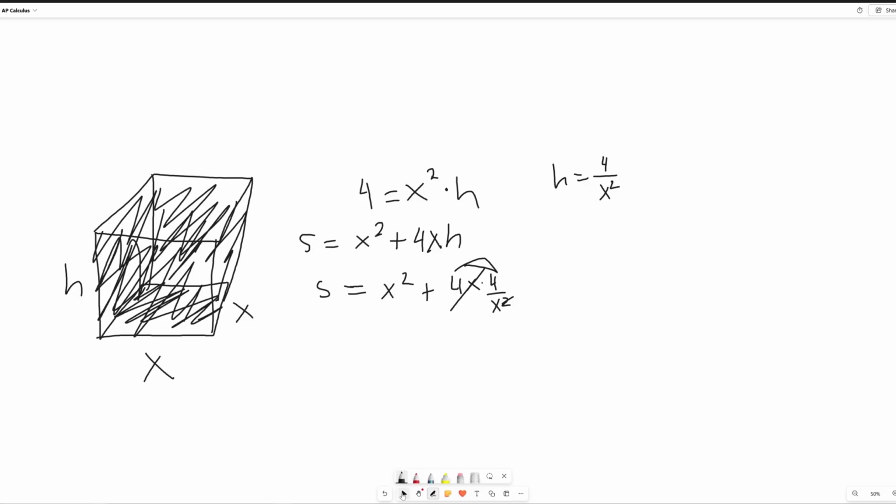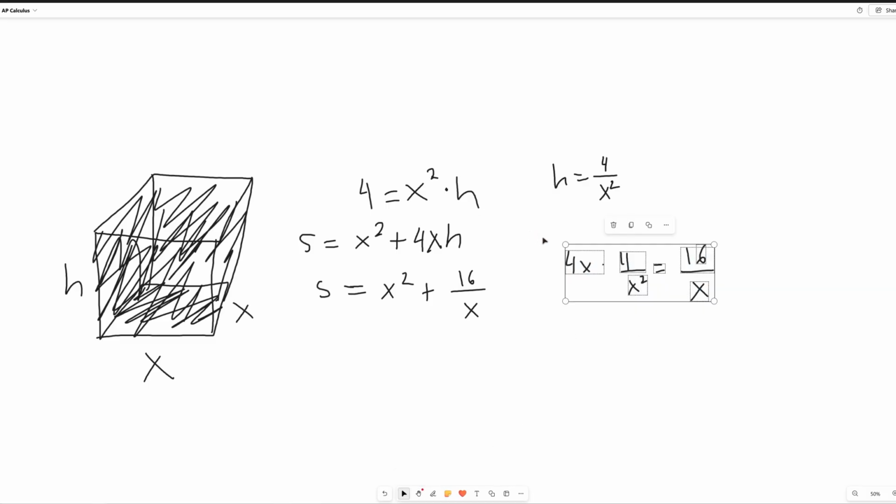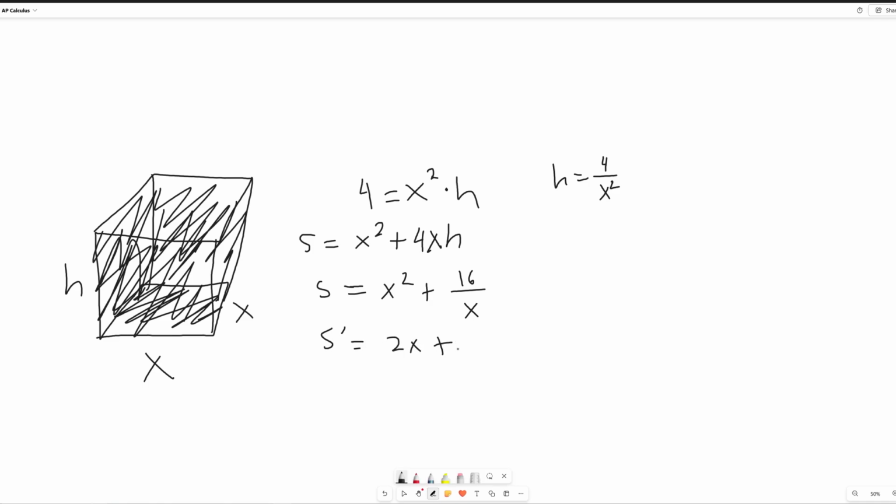These multiply together. So instead of writing this, we can just write 16 over x, because 4x times 4 over x squared equals 16 over x. That's where we got that from. So s prime is 2x plus, how do you take the derivative of 16 over x? 16x to the negative 1, move it to the front. Negative 16x to the negative 1 minus 1, so negative 2. So instead of plus here, we're just going to have minus 16 over x squared.